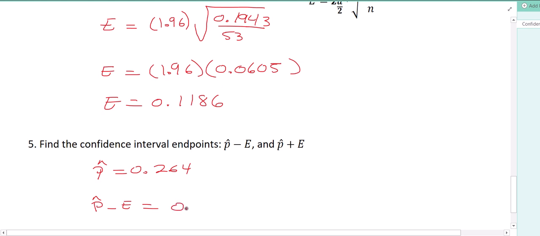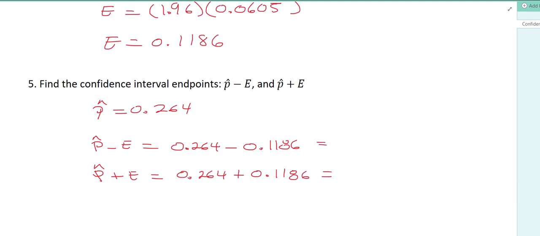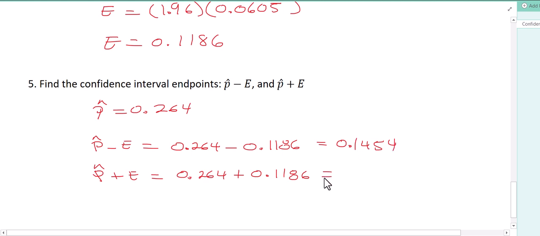Then it's going to be 0.264 minus the 0.1186, and then p hat plus the margin of error is going to be 0.264 plus 0.1186. And let's see what those values are. Let's put them on our calculators. For the lower endpoint, I get 0.264 minus 0.1186. I got 0.1454, rounding to 4 decimal places.